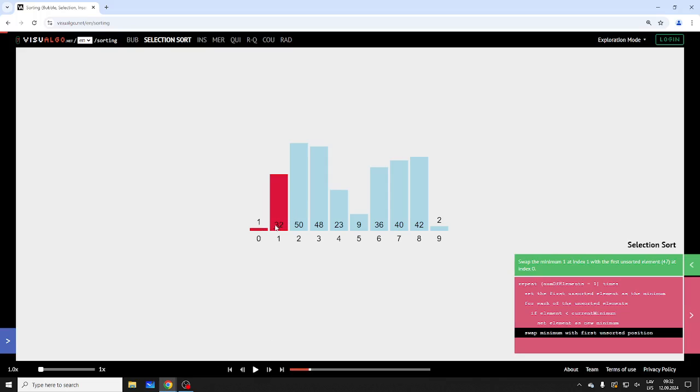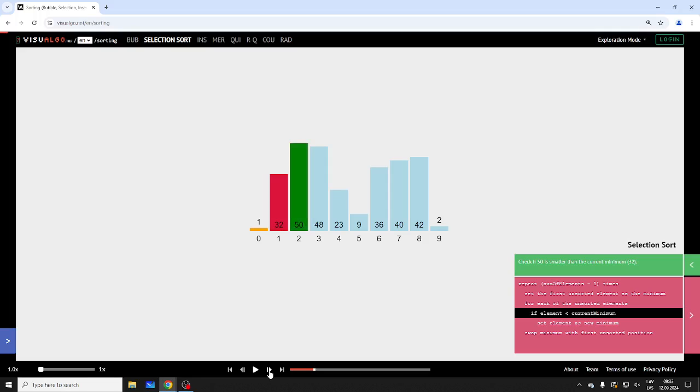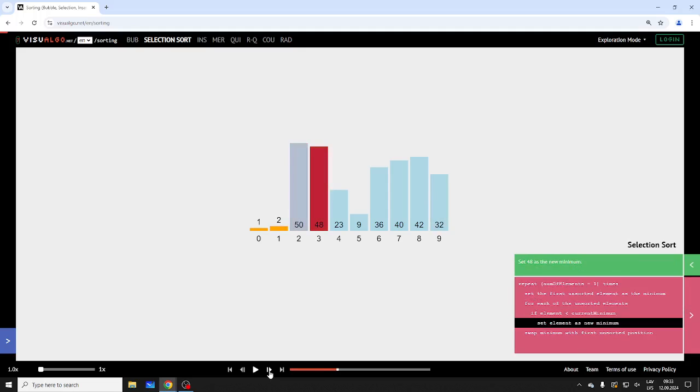So again, now we'll find the second smallest, right? One is sorted, right? So orange means it's sorted, right? And we will find 32 is the current candidate. So what's going to happen now? 3 is the current candidate, right? No. 9, is that the smallest one? Yes. And of course you'll go to the end and 2. So, right? Now again, 50, 48, 23, right? 9. And again we have to keep going.